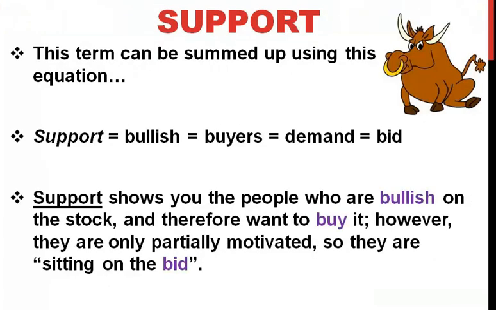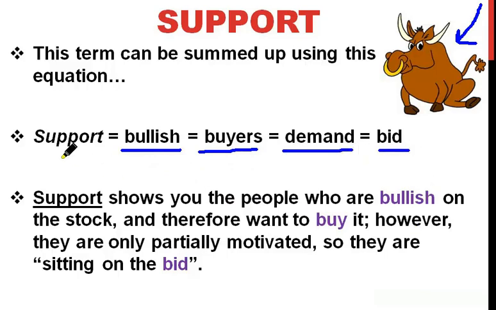Now support, this is the bulls. This is where the bulls hang out. This is bullish. This is long. I'm just trying to think about all the terms that imply positive. This is where people feel good about the stock. I guess this picture probably sums it up the best. This is where the bulls are hanging out. It can all be summed up in this equation: support equals bullish equals buyers equals demand equals the bid.